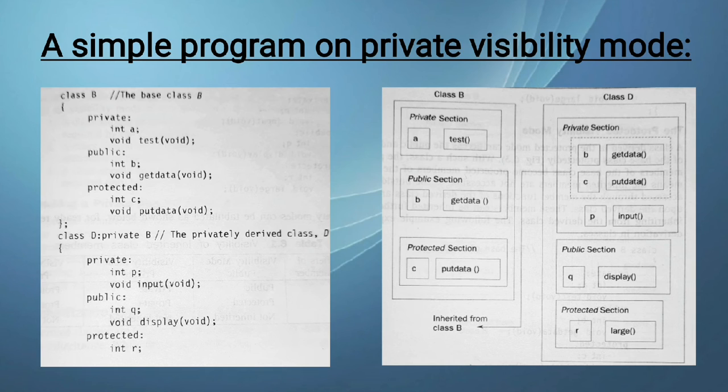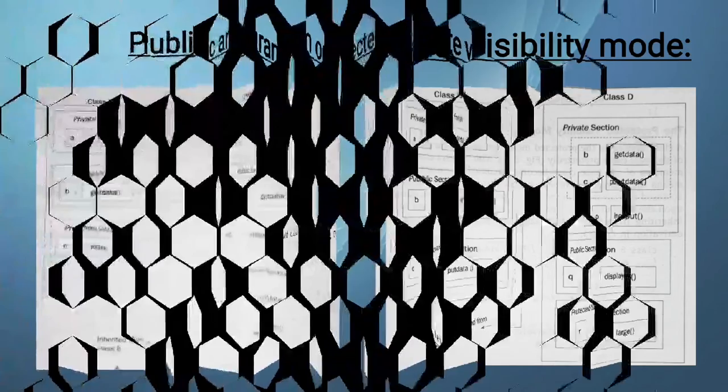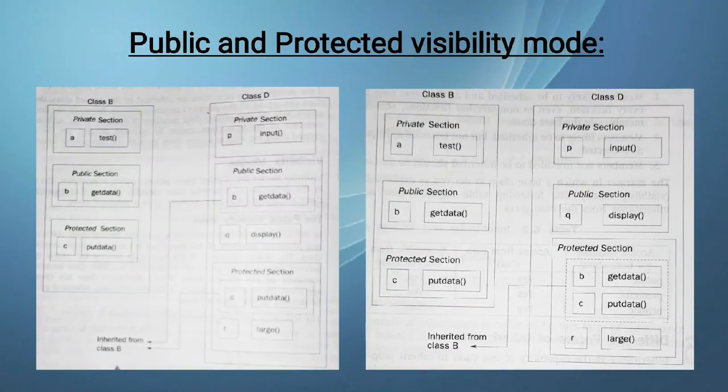Okay, next let's get on to the next slide. Here we see the comparison between public and protected. Under the public, on the left hand side, you have the class B, same: private, public, protected. So private members, public members and protected members.